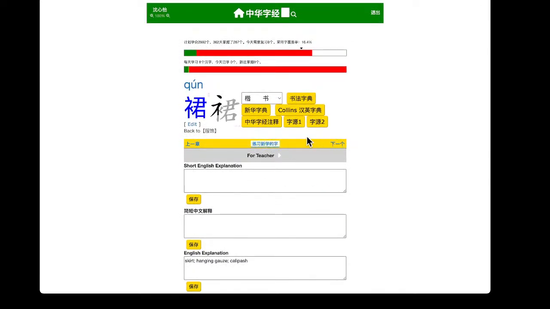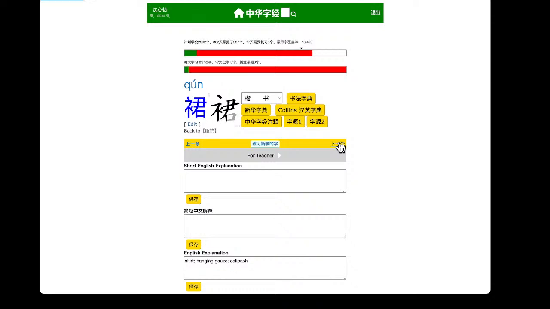Let's take a look at the character. A lot of the characters related to clothing always have this clothing radical on the left. It's very similar to the one that means the altar, just adding one little middle stroke right there. Every time you see this, it's related to clothing.